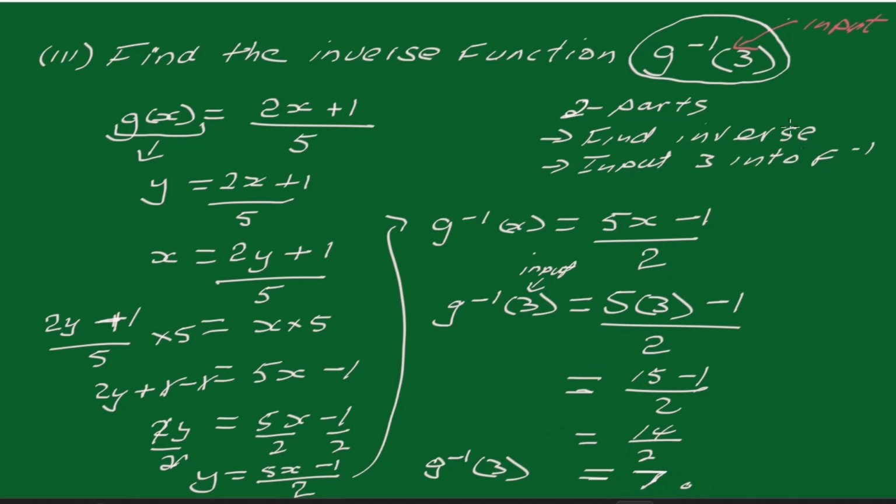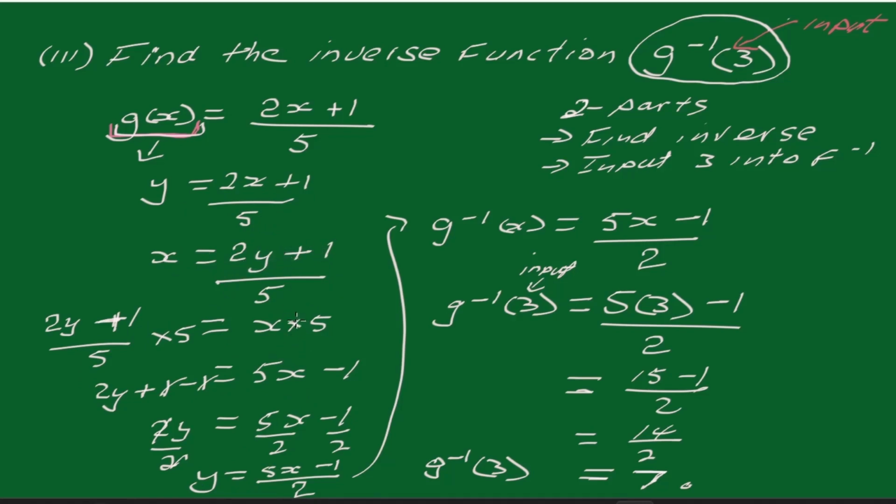So just to recap the question here: find the inverse function g inverse of 3. First of all, we change this part of the equation, which is always changed to y. So y equal to (x plus 1) over 5. Again, this is the process of changing a function into an inverse function. We interchange x and y, and then we made y the subject of the formula.